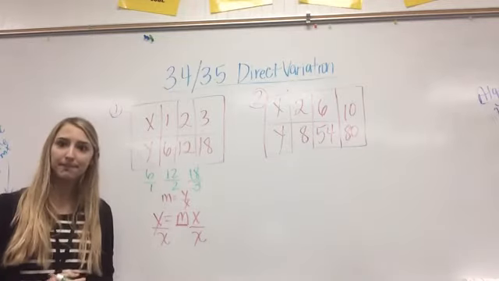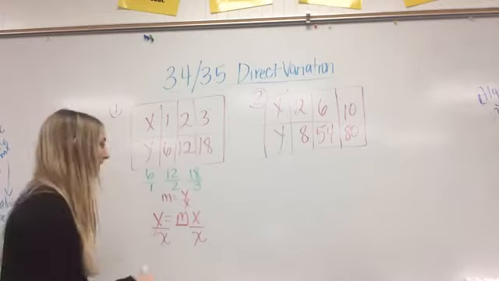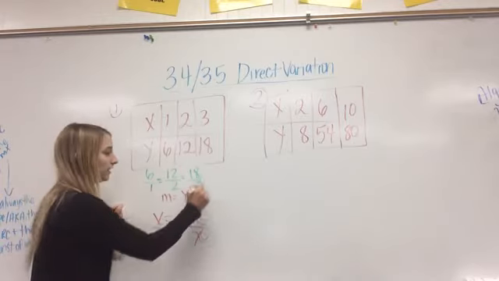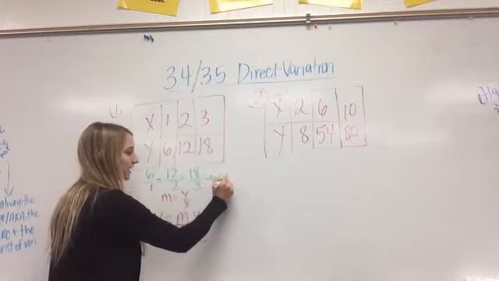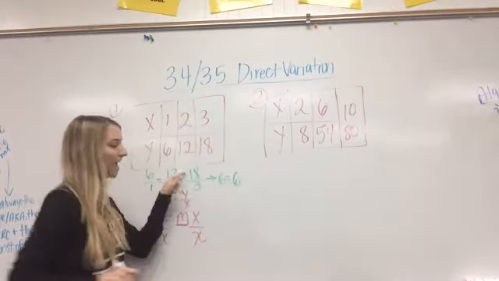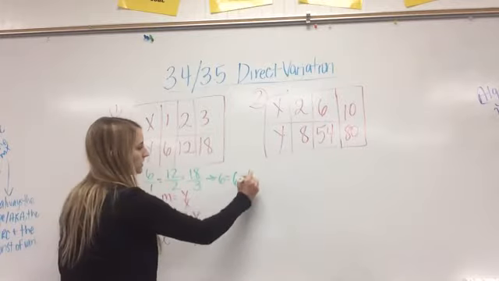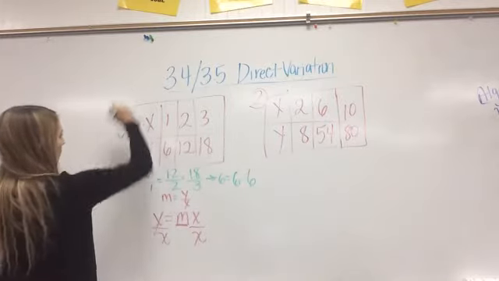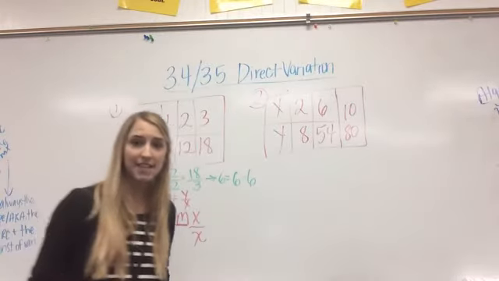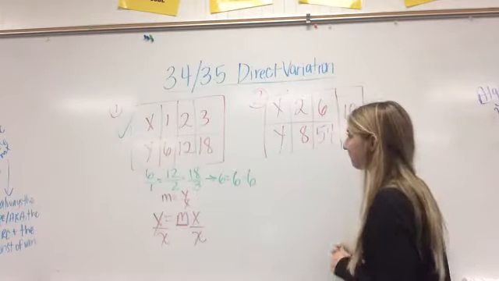Are these all the same thing? They are. So they all equal each other. Why? Because 6 divided by 1 is 6. 12 divided by 2, also 6. 18 divided by 3, also 6. So this one, we can keep. It's a direct variation. Okay, let's take a look-see at the other one.